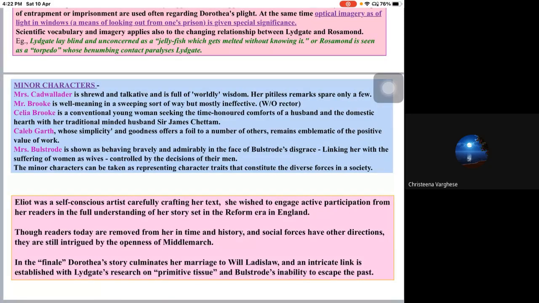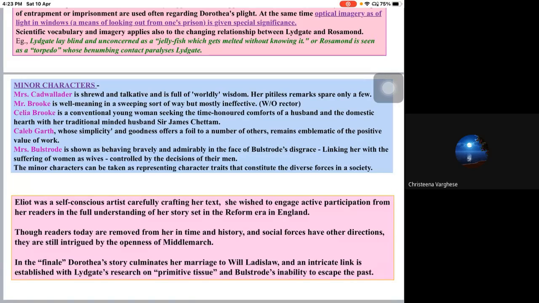Then there is Celia Brooke. She's a conventional young woman, the sister of Dorothea. She's seeking the time-honored comforts of a husband and a domestic hearth with her traditional-minded husband, Sir James Chettam. Caleb Garth, that is Mary Garth's father, whose simplicity and goodness offers a foil to a number of others, remains emblematic of the positive value of work.